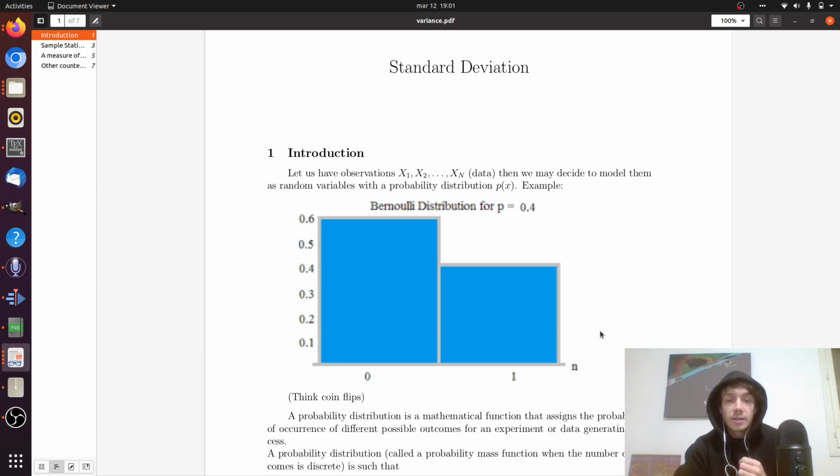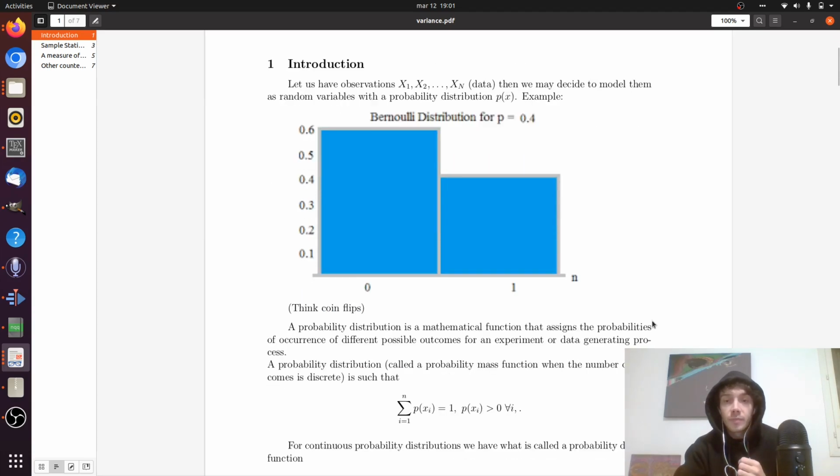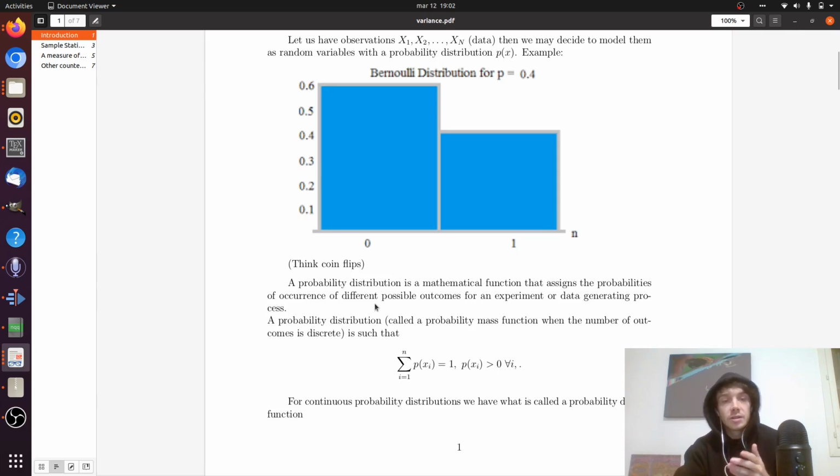Okay, so here we're just repeating that a probability distribution is a mathematical function that assigns probabilities of occurrence of different possible outcomes for an experiment or data generating process. Like in this case, it would be coin flips.